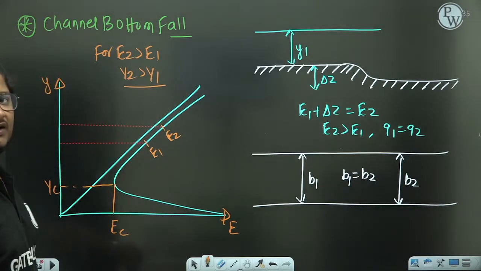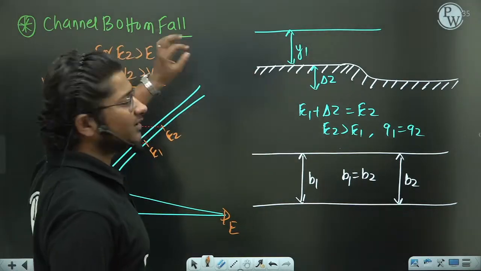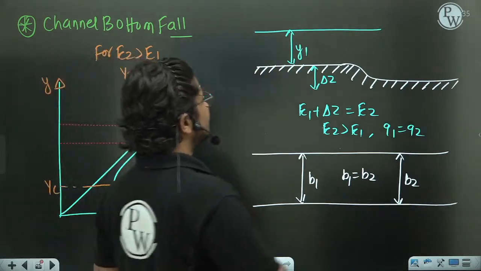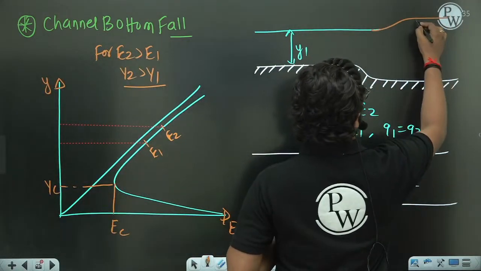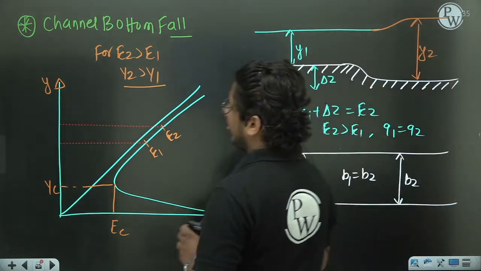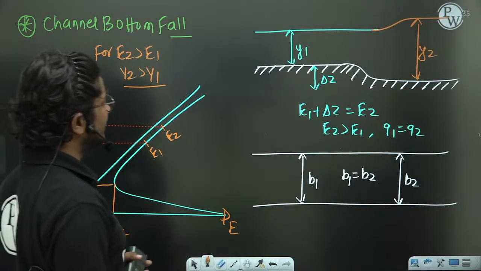Y2 is more than Y1. Just opposite of whatever you got in channel bottom rise, you will get in channel bottom fall. So here you are getting Y2 more than Y1. Is that clear?